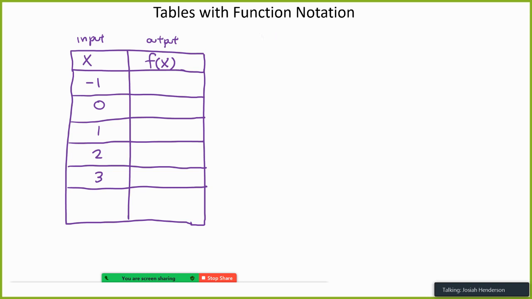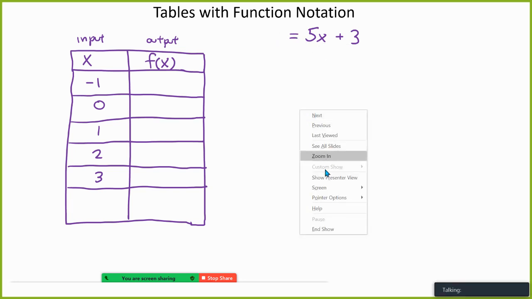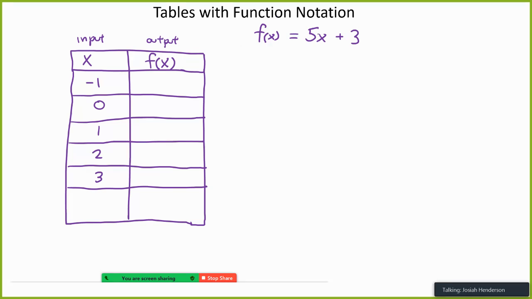Let's use the one from the last, when I started. I just broke a rule. I used y. y equals 5x plus 3. And I want to write that with my function notation. So I'm going to write it as f of x equals 5x plus 3. What we're going to do is use our function equation to find the outputs for these inputs. This is my domain: -1, 0, 1, 2, 3. And let's find the range for that domain.